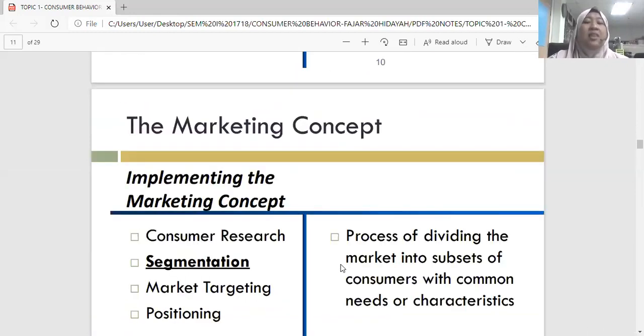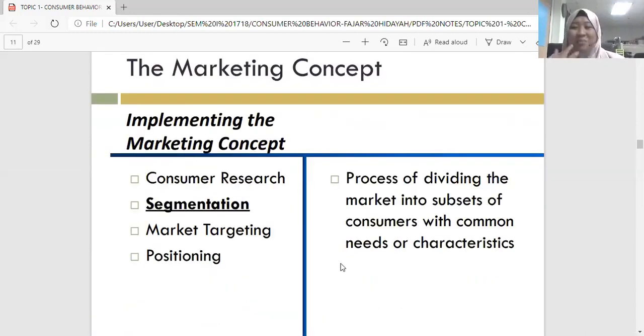Okay, and the second one is segmentation. Segmentation is the process of dividing. So the keyword here is dividing the market into subsets of consumers with common needs or characteristics. The example is very simple.